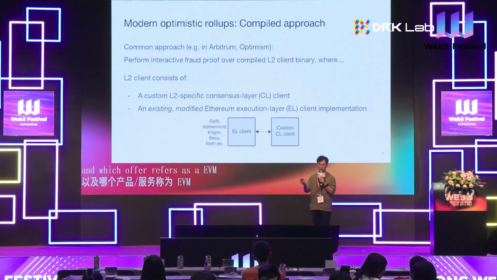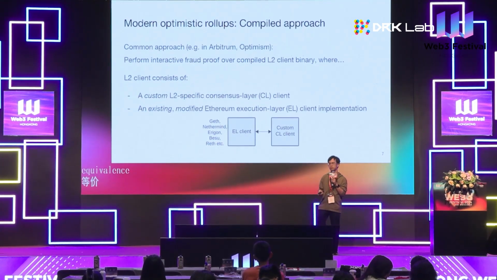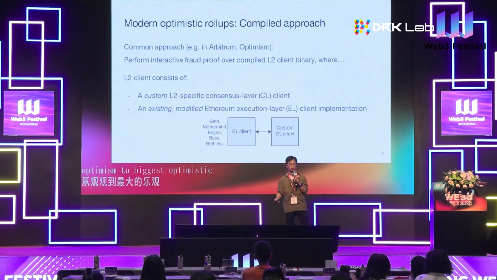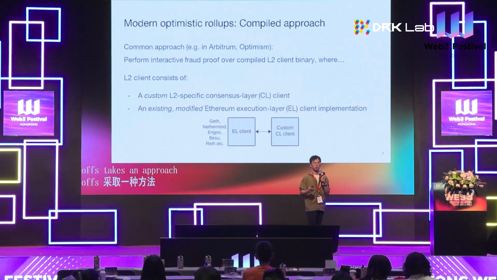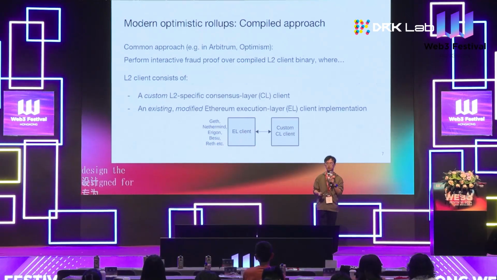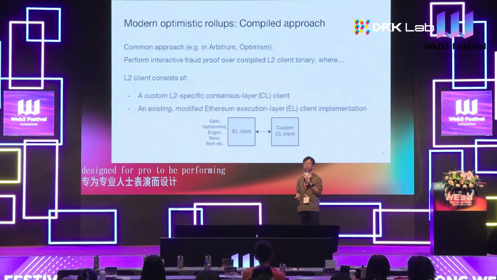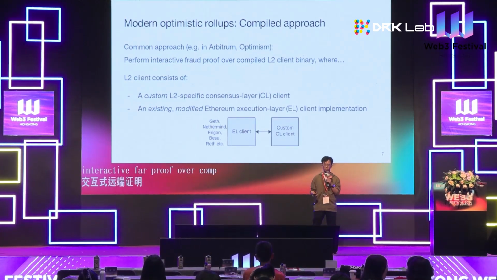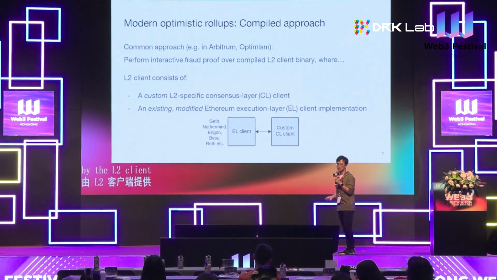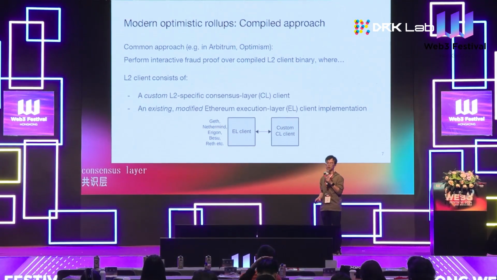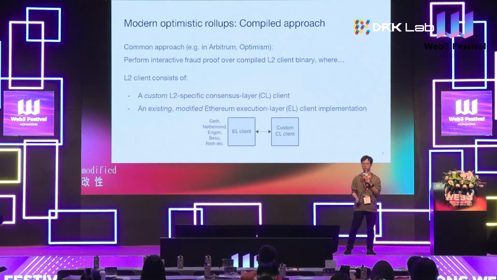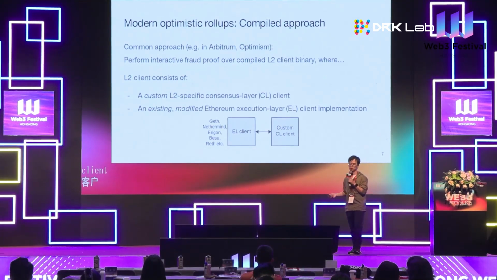which is often referred to as EVM equivalence. Both Arbitrum and Optimism, the two biggest optimistic rollups, take an approach called the compiled approach, in which they design the fraud proof as an interactive fraud proof over a compiled L2 client binary, where the L2 client combines a consensus layer client that is specific to L2 and an existing but modified Ethereum execution layer client implementation, for example, Geth.